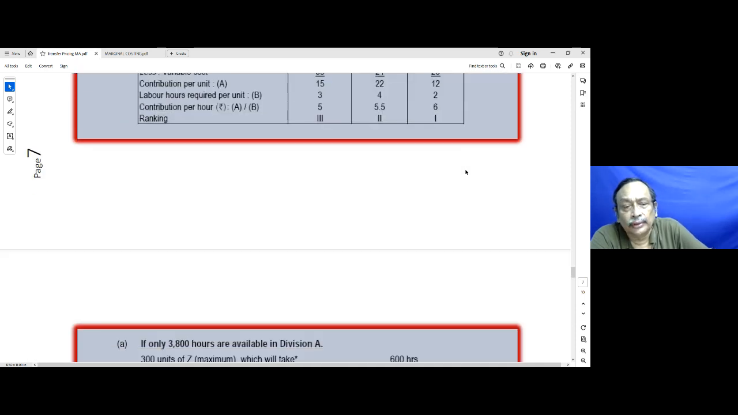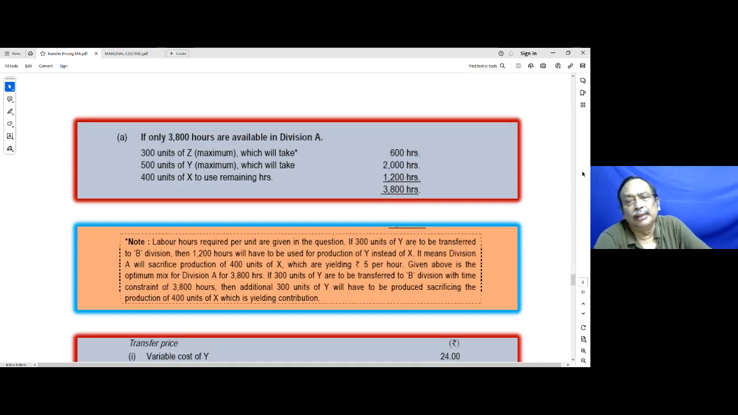Okay. So if only 3800 hours are available in division A, then 300 units of Z maximum, which will take 600 hours, and 500 units of Y maximum, which will take 2000 hours. Whatever hours are left will be used for manufacturing the least profitable product, that is X. So 1200 hours, so that we can manage the total labor hours available to the extent of 3,800 hours.